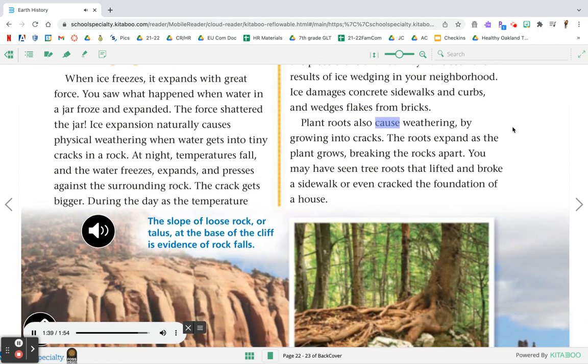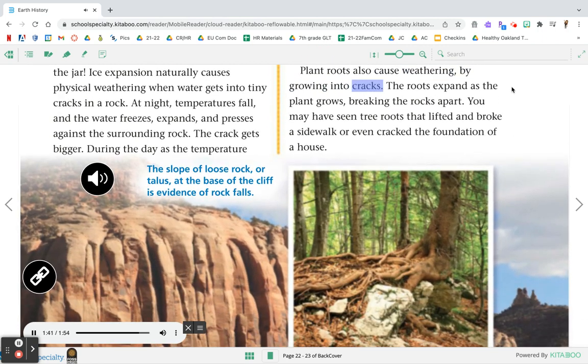Plant roots also cause weathering by growing into cracks. The roots expand as the plant grows, breaking the rocks apart. You may have seen tree roots that lifted and broke a sidewalk, or even cracked the foundation of a house.